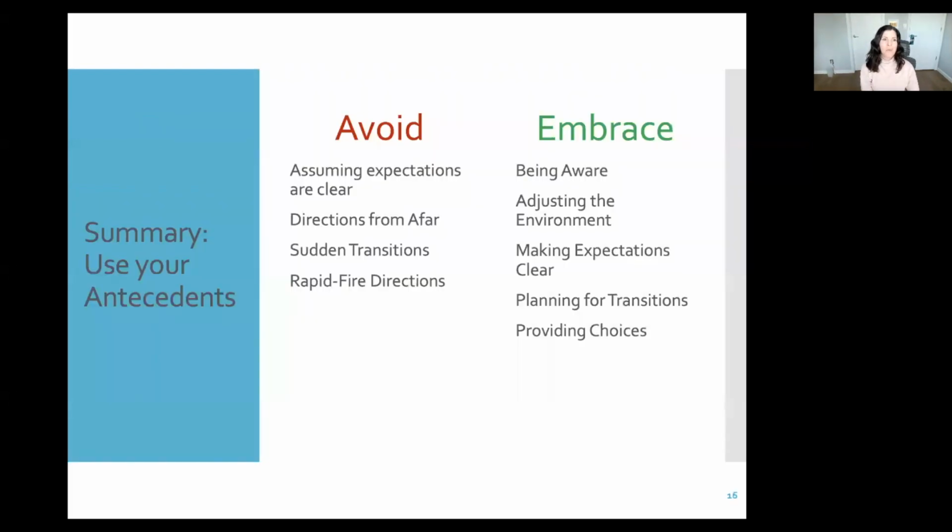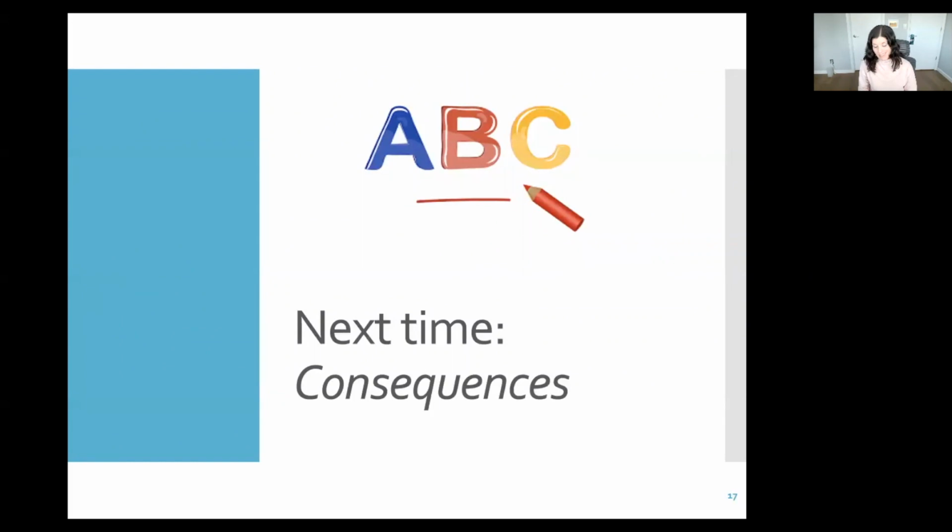So in summary, we want to avoid the antecedents: assuming expectations are clear when they're not, giving directions from afar, sudden transitions, or rapid fire directions. The antecedents we want to embrace are being aware, adjusting the environment, making expectations clear, planning for transitions, and providing choice. And the next video will be on consequences.